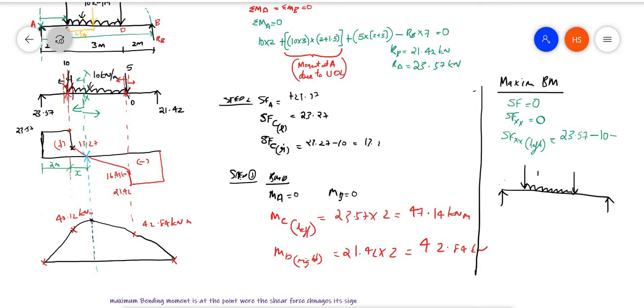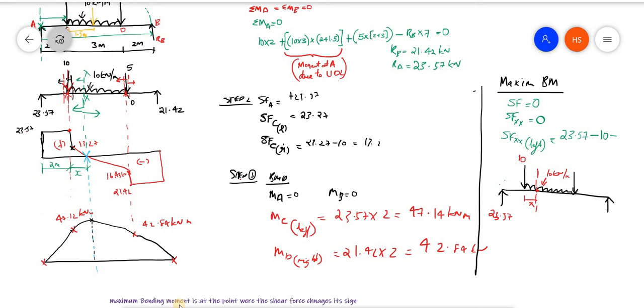So this is the section. This is the section where I am choosing, this is the section where this is the X. At this point the shear force is 0, so I am going to find out this. This is 10, this is 23.57 and this is 10 kilonewton per meter. Therefore shear force at this point should be 0.